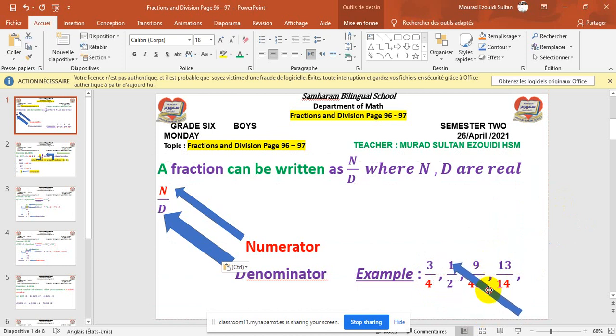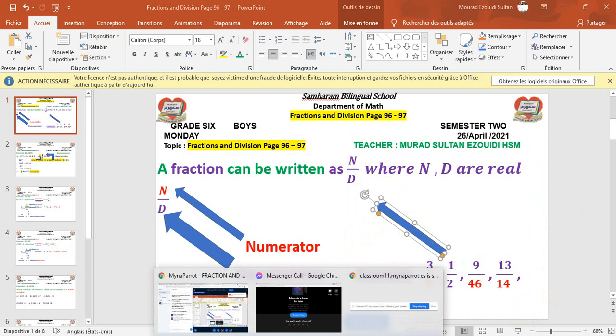Why? Because the value of the numerator is 1 and the value of the denominator is 2. Then here also, 9 is the numerator and 46 is the denominator, and 13 over 14 also is a fraction. So at least you know that a fraction can be written as n over d. Clear? Where n is the numerator and d is the denominator.